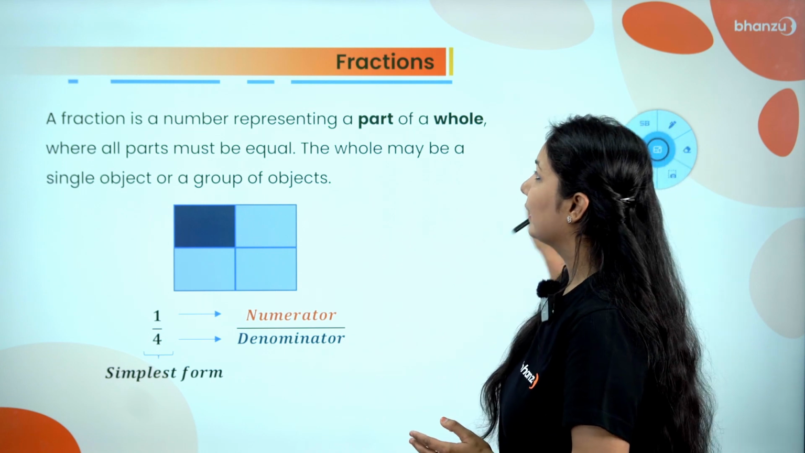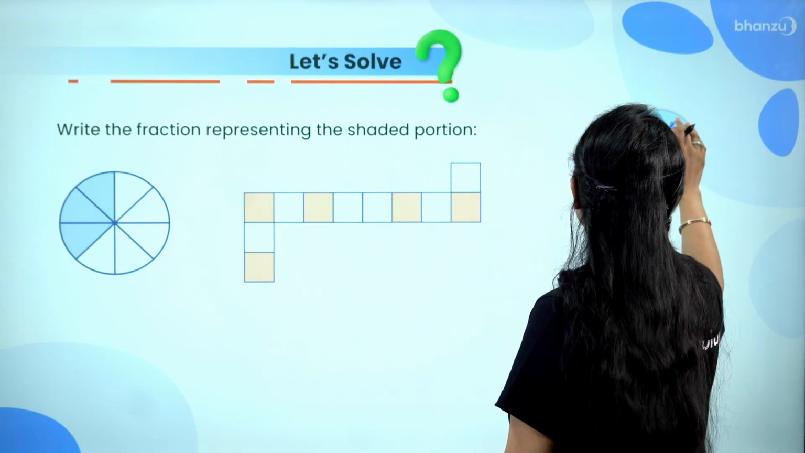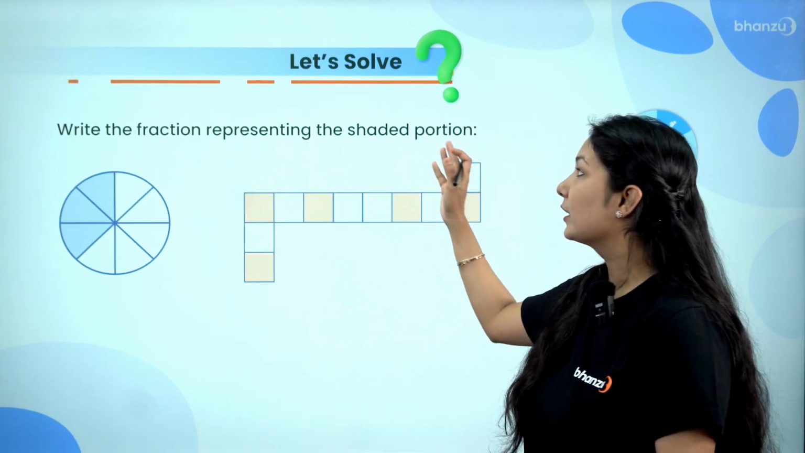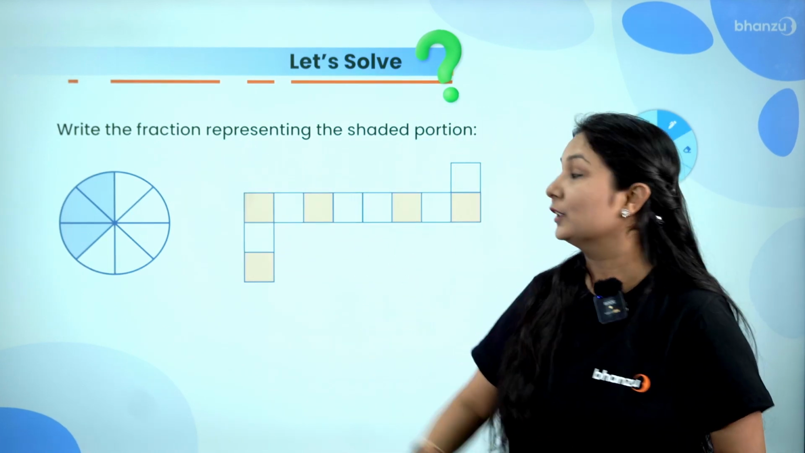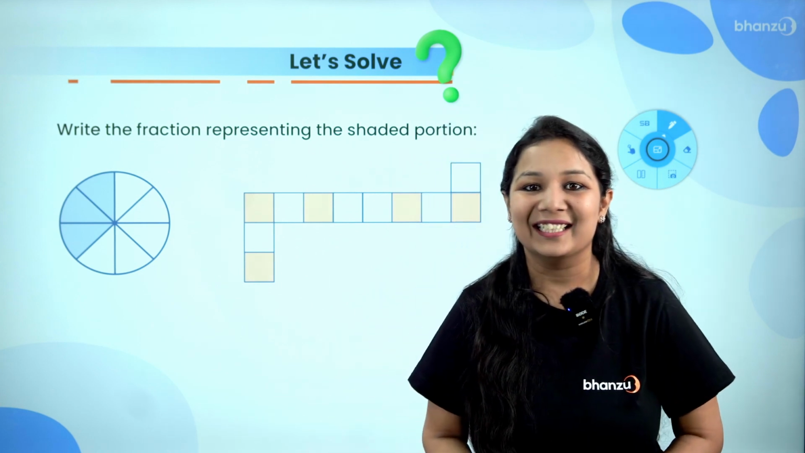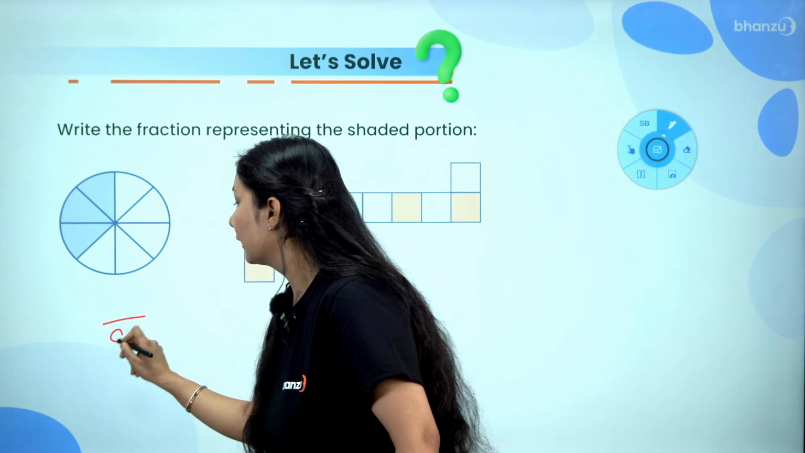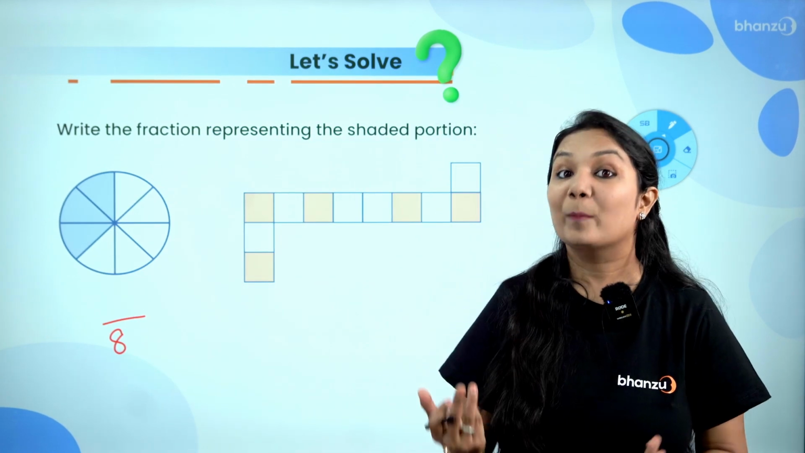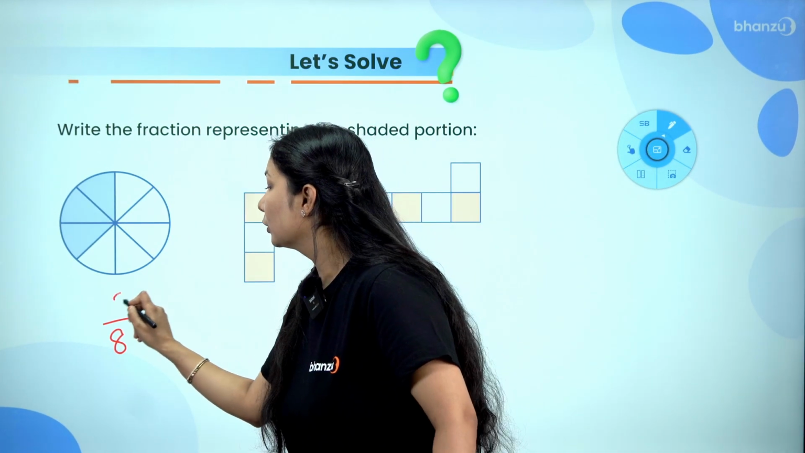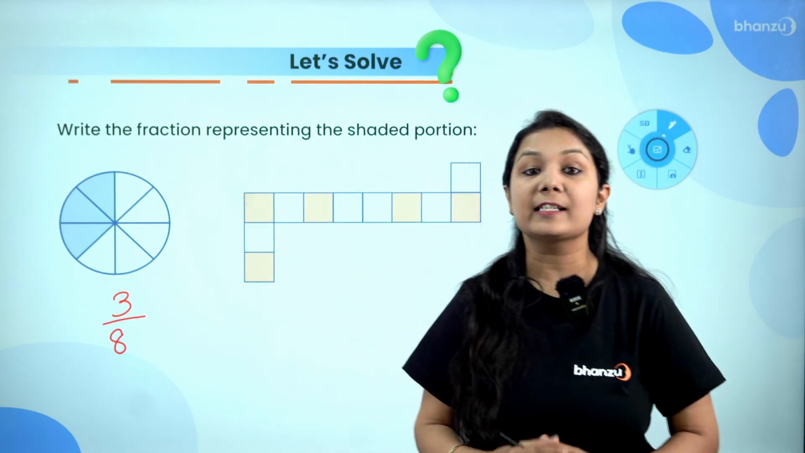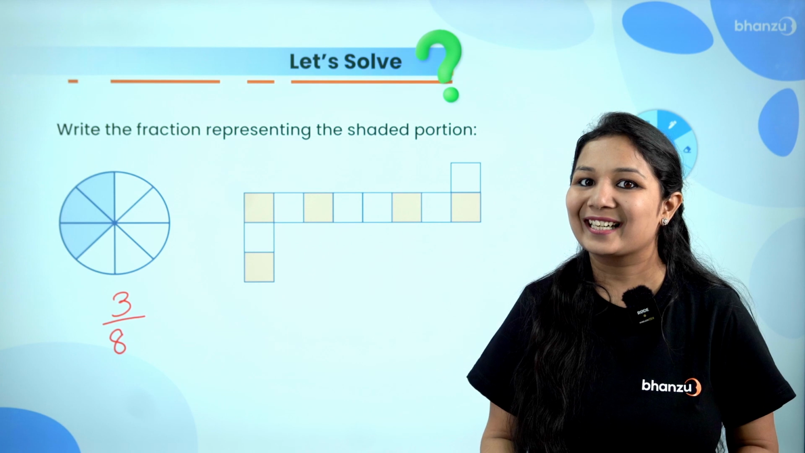So let's move ahead and do 2 interesting questions. Write the fraction representing the shaded portion. The first one is a circle which has been divided into 8 equal parts. Out of that, how many are shaded? 3. So the fraction representing the shaded portion in our first figure is 3 upon 8.